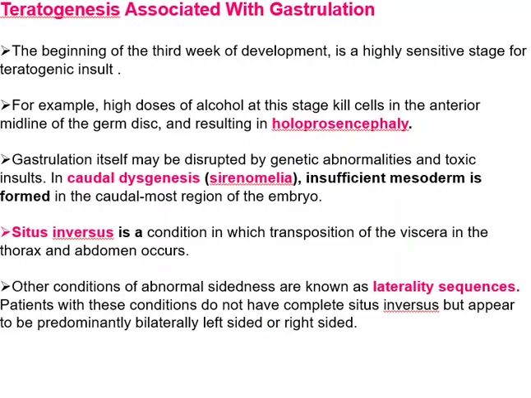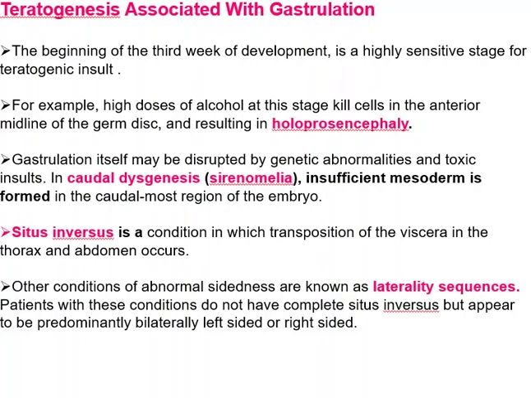Regarding teratogenesis associated with gastrulation, an abnormal accumulation of tissues begins at the third week of development, which is a highly sensitive stage for teratogenic insult. An example of these teratogens: a high dose of alcohol kills the cells of the anterior midline of the germ disc. So the result of this teratogenic factor is holoprosencephaly. You can see this case also in the next slide.